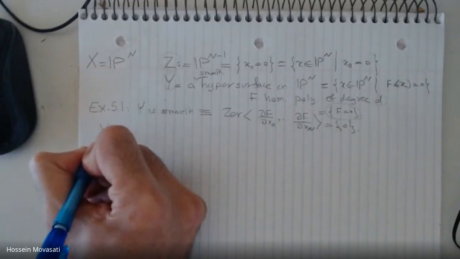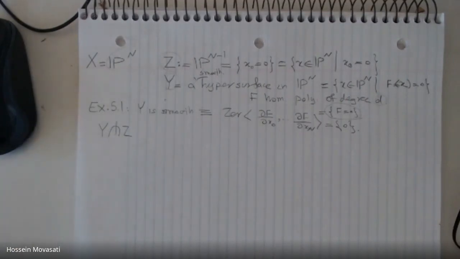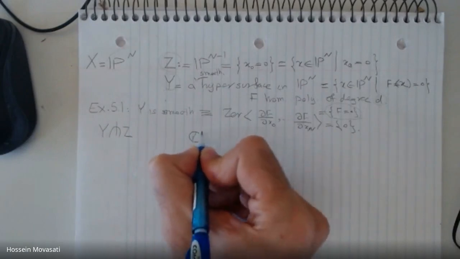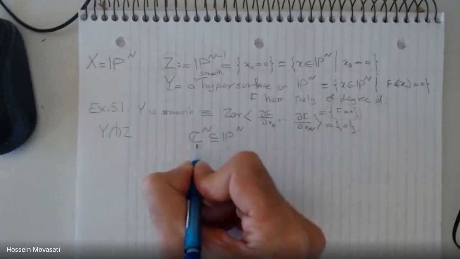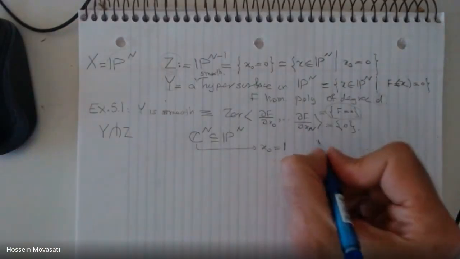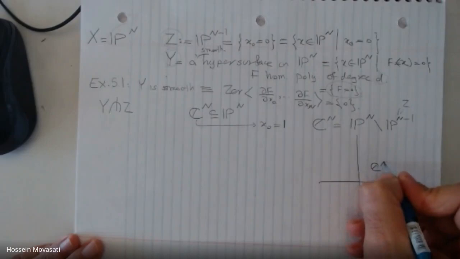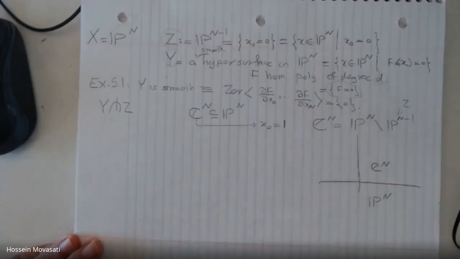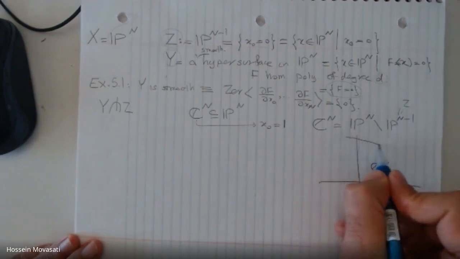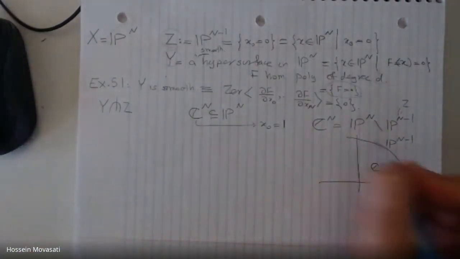Okay, so I want to discuss a little bit this Y intersect Z transversally. And in order to discuss this one, I will choose this Cn in Pn, given by x0 equal to 1. So in some sense, this Cn is just my Pn minus the Pn minus 1 that I had. Maybe let's make the picture. I have this Pn, and I have Cn as an affine chart, and at infinity I have a Pn minus 1, which I also call Z.